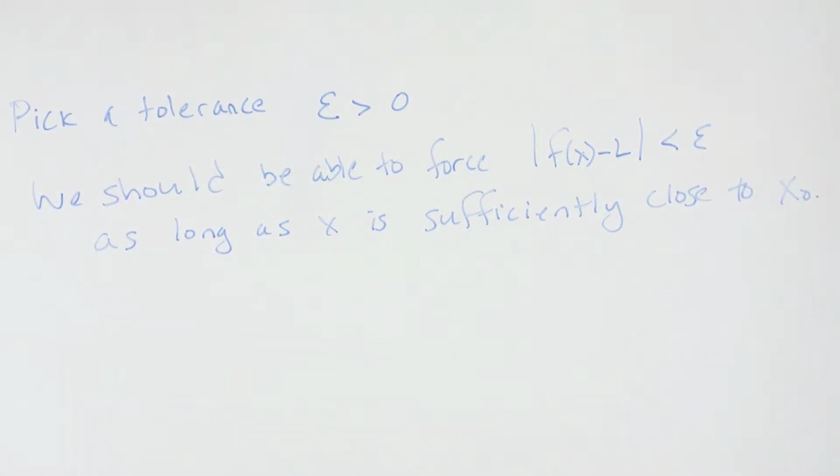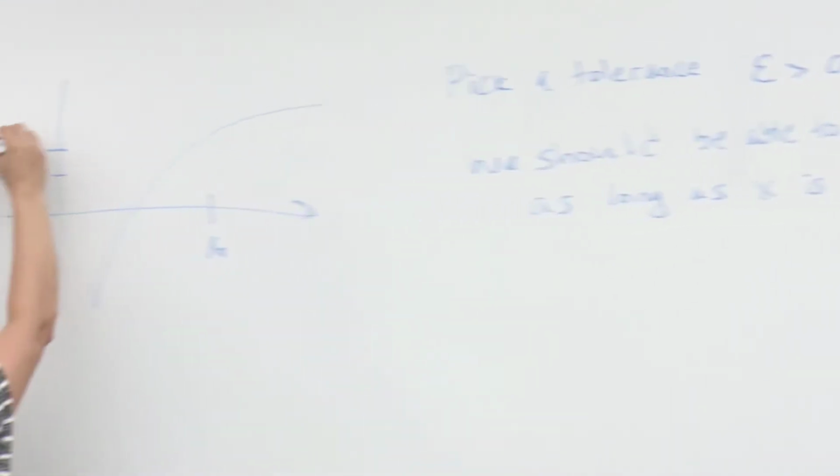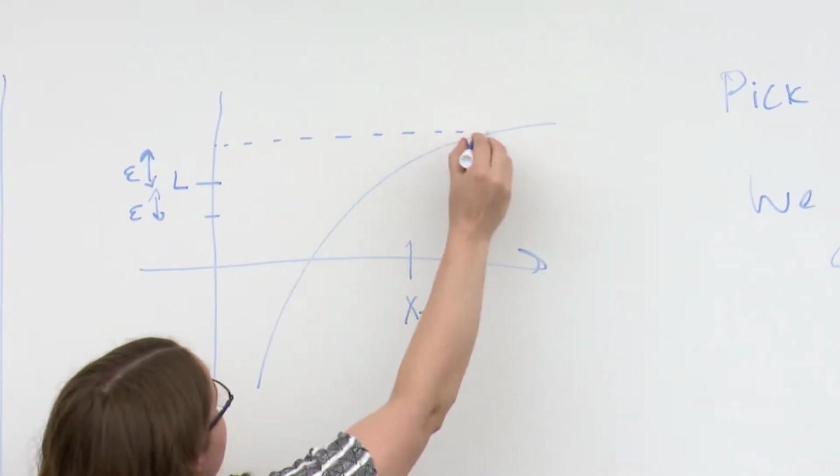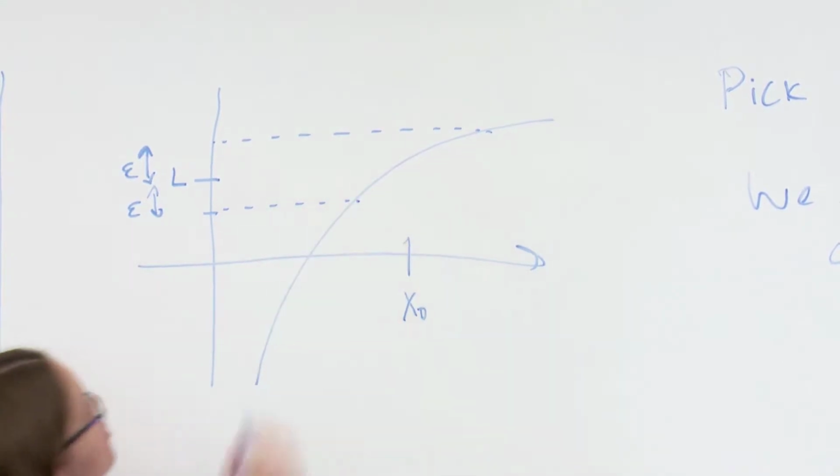So let's draw my tolerance on here. Let's say that this distance is epsilon. And we'll do it again above. This distance is epsilon. So I want to be able to force f to fall within this window.